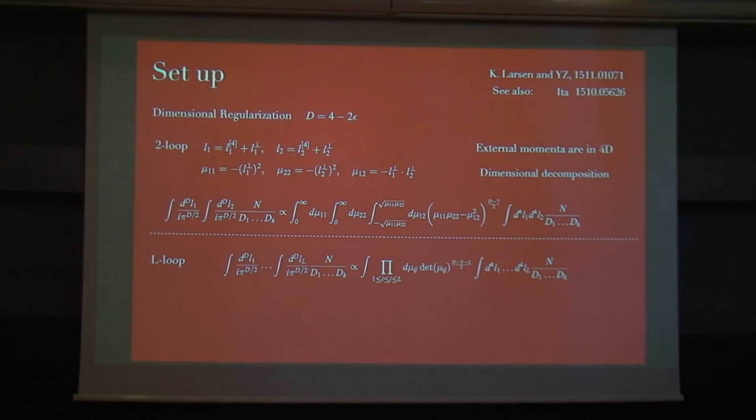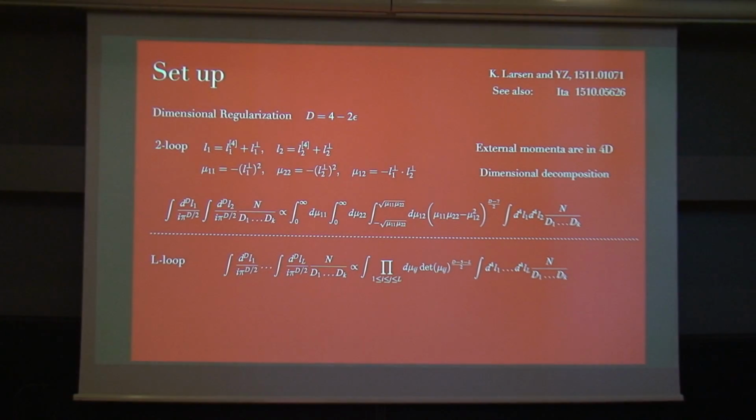Okay, so here's the setup. This setup comes from the paper from last November, and I also refer to Harada and Itai's paper for the similar parameterization and the idea of using syzygies to reduce the number of IBPs. Here in this picture, there's nothing fancy, everything is standard. You start with dimensional regularization. You put all the external momenta in 4D or any kind of integer dimension.